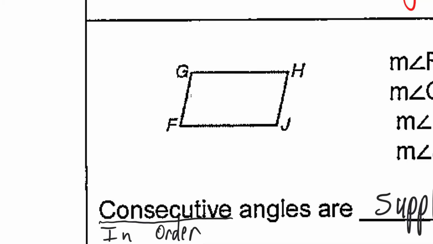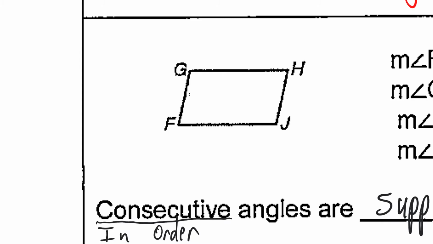So up here, these two angles right here are an example of consecutive angles. They're right next to each other. So if angle F is 80 degrees, how big is angle G? It's 100 degrees, right? Because those two right there are supplementary.